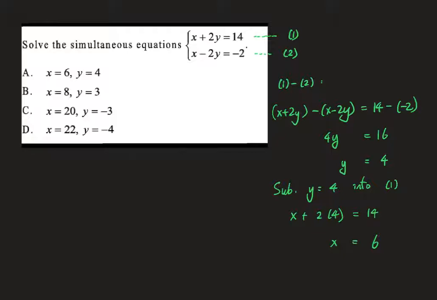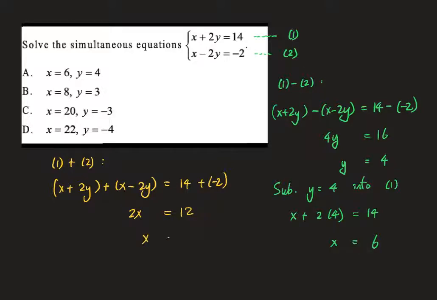How about addition? What will happen? Let me show it to you. If I sum up equation 1 and 2 together, like this, and then on the left side, this time, the terms y will be eliminated and we have 2s on the left side and 12 on the right side, and s equals 6.